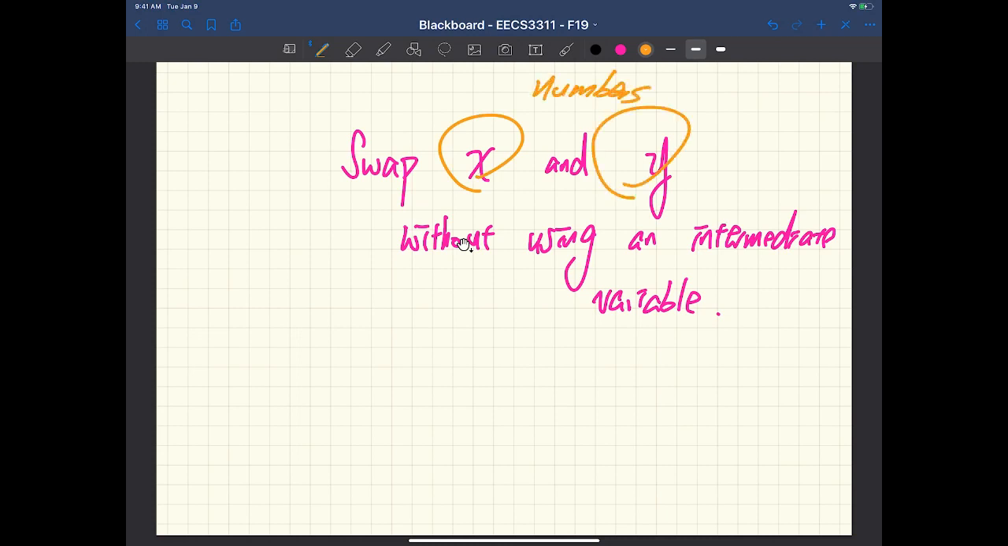Okay, here's my challenge to you. Number one, come up with an algorithm without using any intermediate variable. Number two, prove it. Okay, think about it, and then I'll stop here.